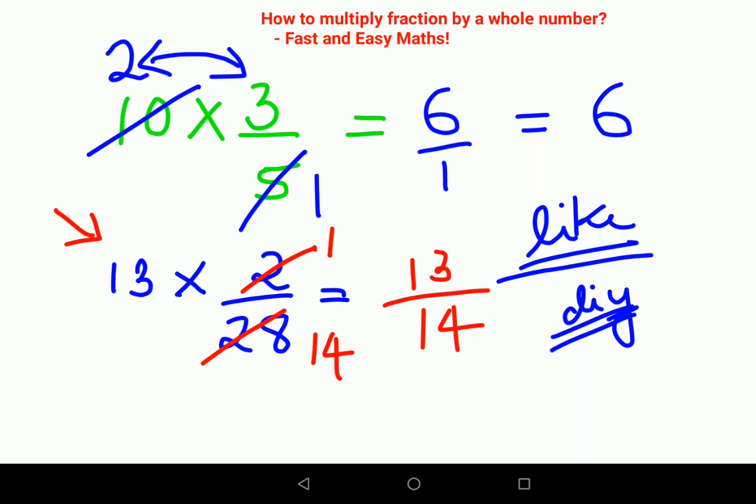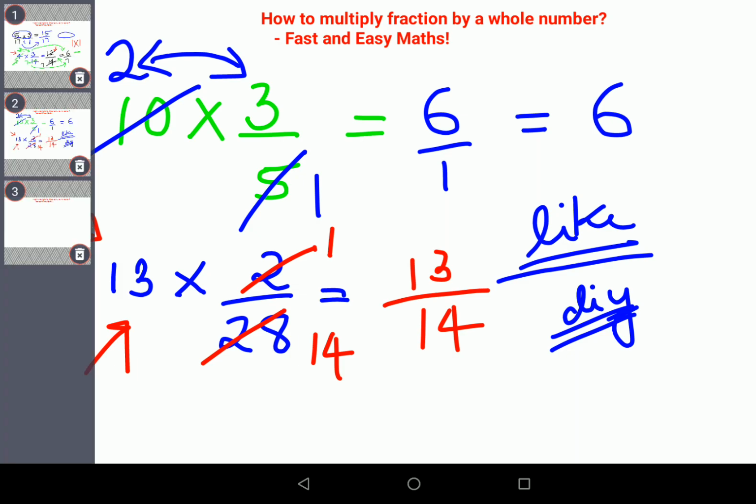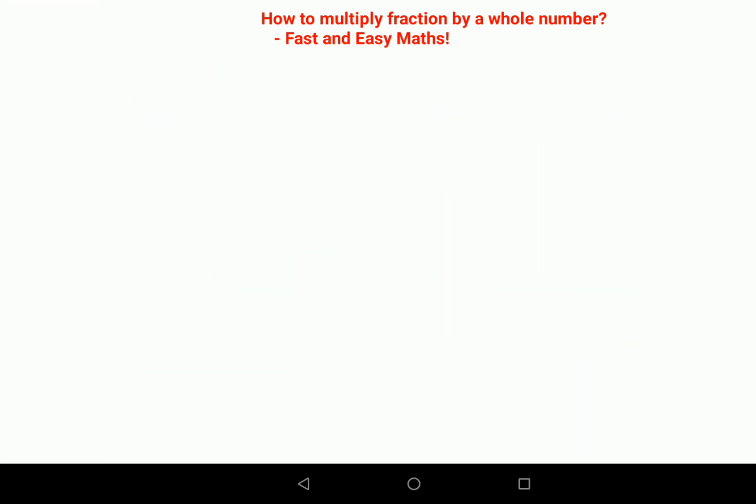So this is your answer for this particular multiplication. Apart from this, students, if you have any doubts, or if you feel that there is a particular scenario where you're not getting a big understanding, then please let me know, and I will definitely make another video or a short video on the same.